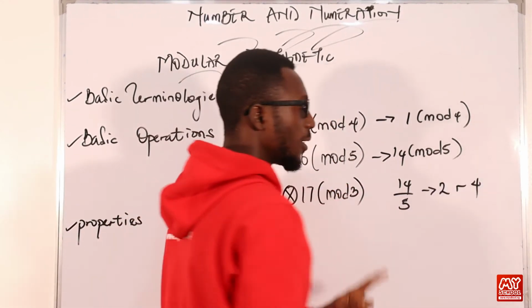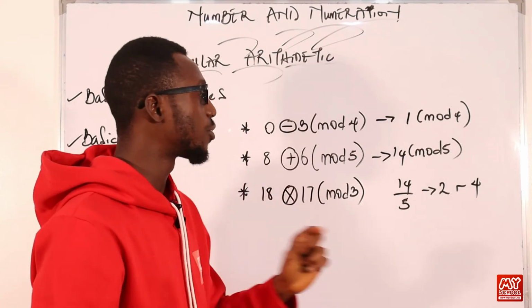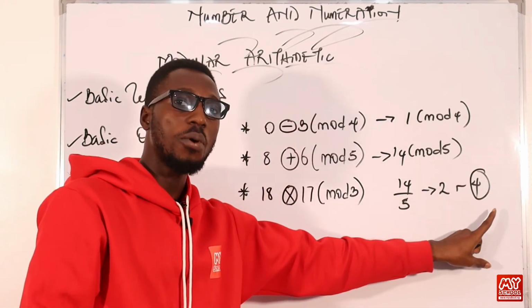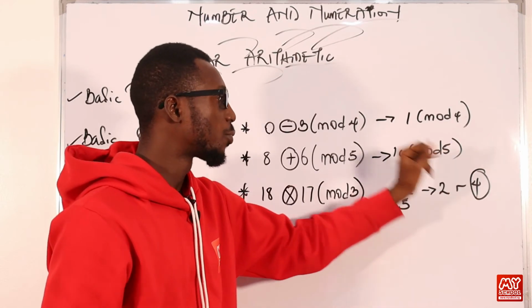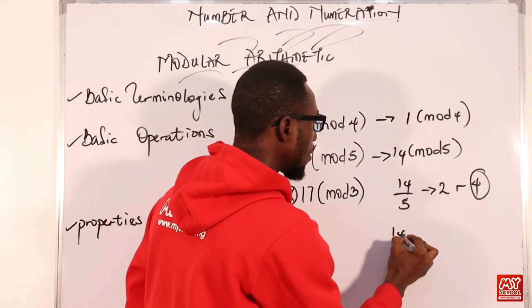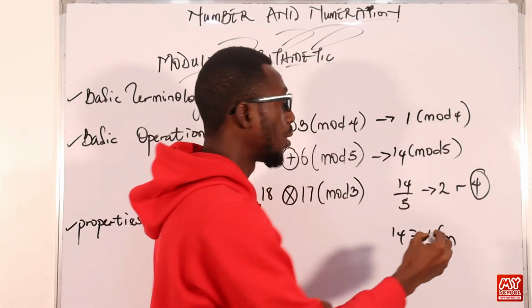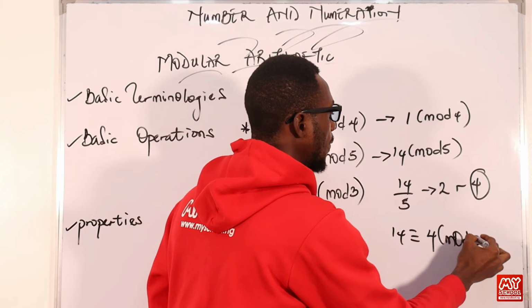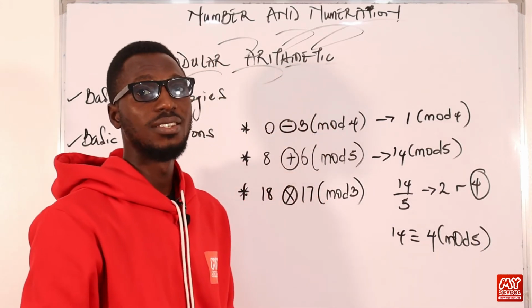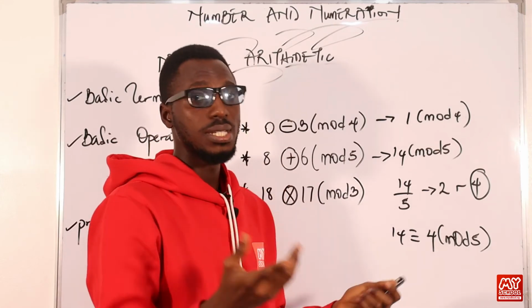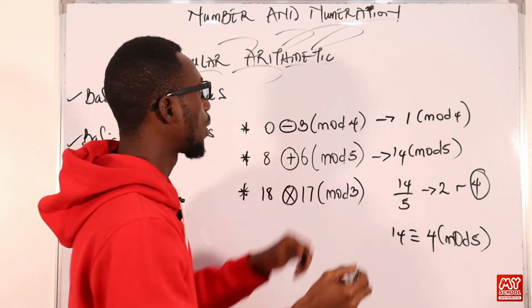Remaining 4. So remember I said that modular arithmetic deals with what? The remainder. So your focus is on the remainder. So I can tell that 14 is congruent to 4, is equivalent to 4 in modulo 5. Do we see that? Okay, so I can use the clock arithmetic or the clock system to validate this answer. Let me quickly do that.